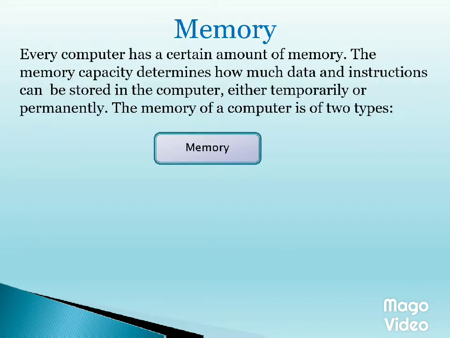Children, every computer has a certain amount of memory. When you give input to the computer, it is stored in the computer's memory. And whenever we need any information from the computer, we can get it from it. The memory capacity determines how much data and instructions can be stored in the computer. For example, if I say I can store 1 GB of data in a pen drive, what do you mean by 1 GB? It is measured in the form of bytes. So the computer's memory is measured in the form of bytes.